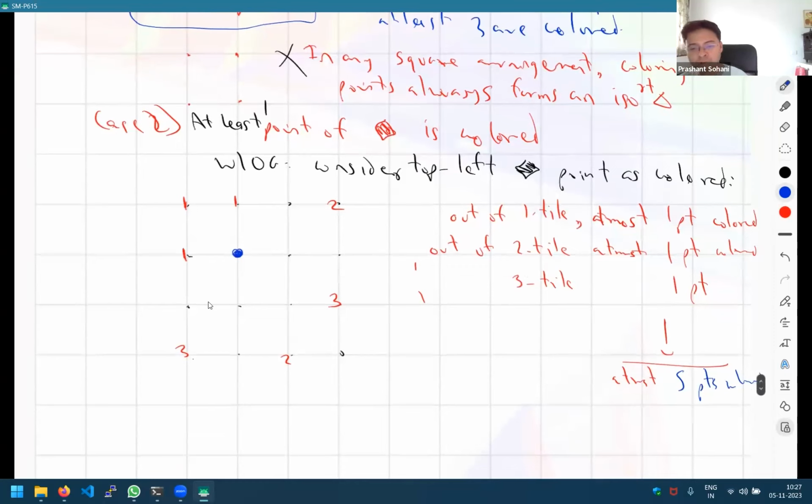If I am able to do that successfully, what that will mean is that I have at most 5 points plus this one, right? The 6th point. So I can only have 6 points colored. So whenever I color the 7th point, it is going to fall into one of these tiles, and that is going to form the isosceles right angle triangle. Okay, that is the strategy which I am trying to indicate.